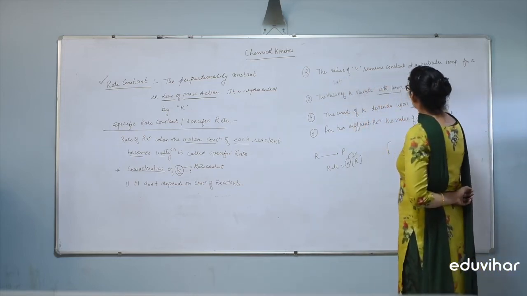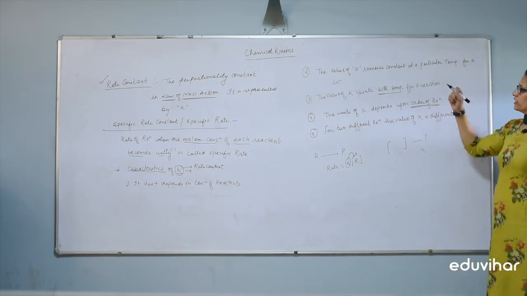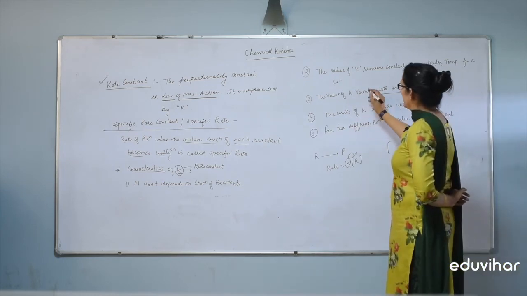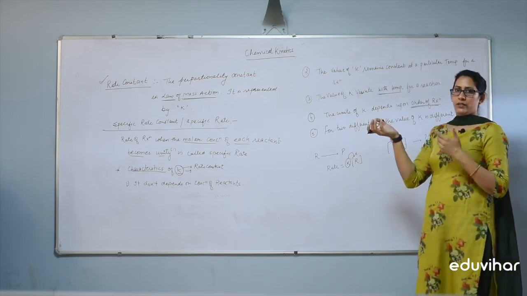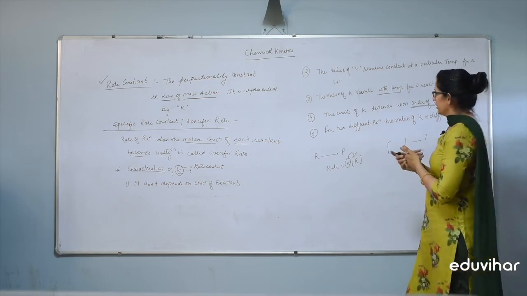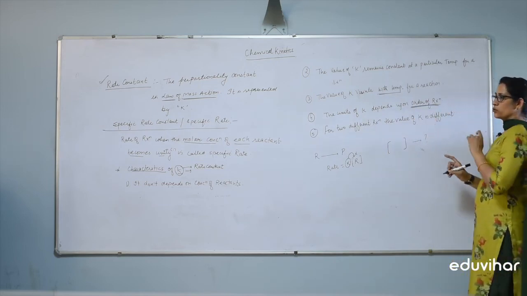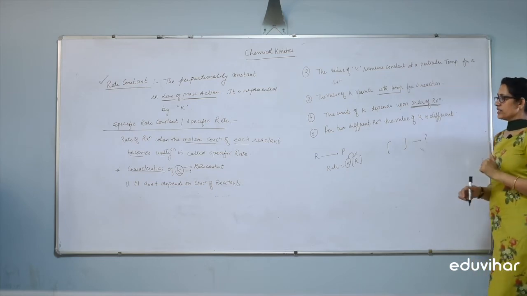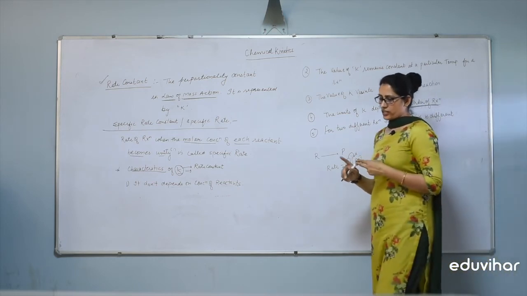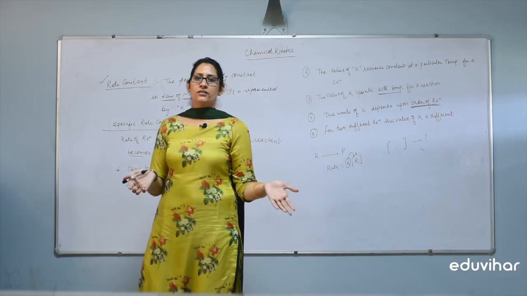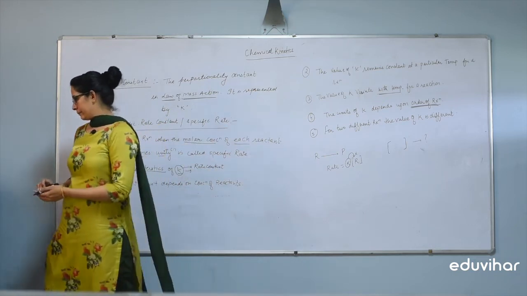Second, the value of K remains constant at a particular temperature. For a reaction, if the temperature is constant, then the value of K is constant. The value of K varies, meaning it changes with temperature. If we increase the temperature, it varies. If we decrease the temperature, it again varies. Next, the unit of K depends upon the order of reaction. This is a very important thing, which we will study ahead, order of reaction. The fifth is, for two different reactions, the value of K is different. For example, the formation of ammonia and the formation of water. For these two reactions, the value of K is different. I think this is clear.